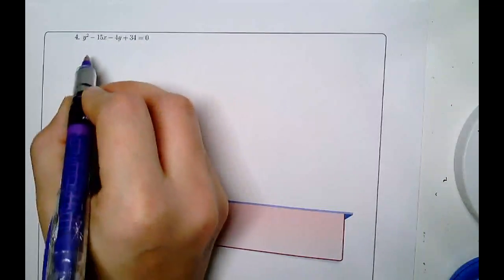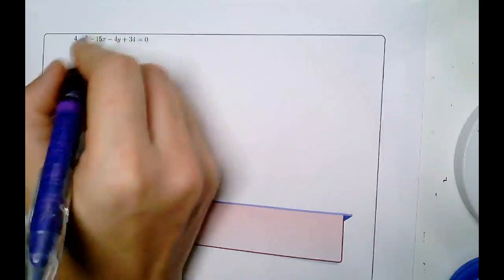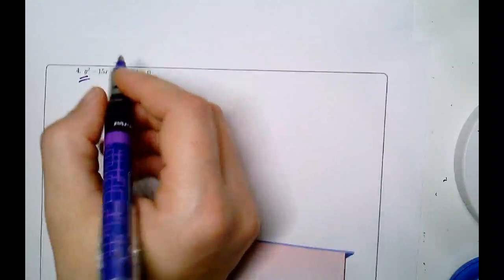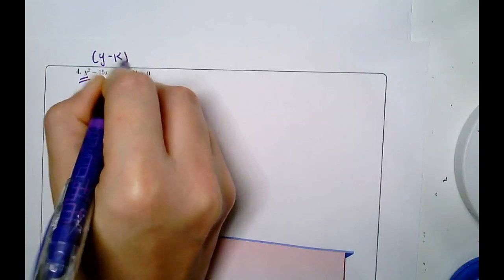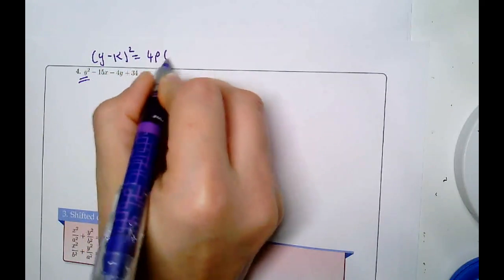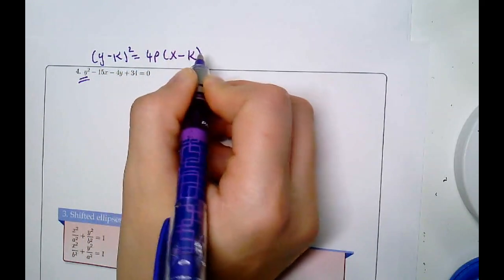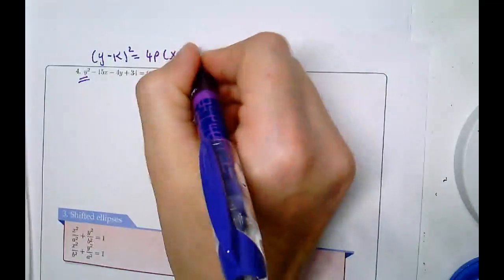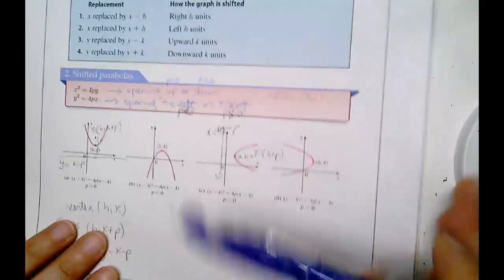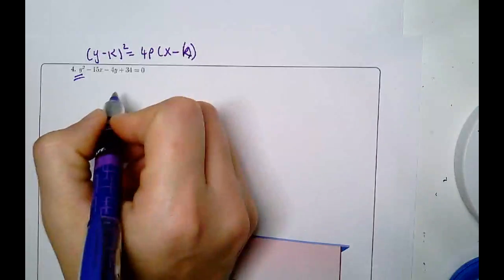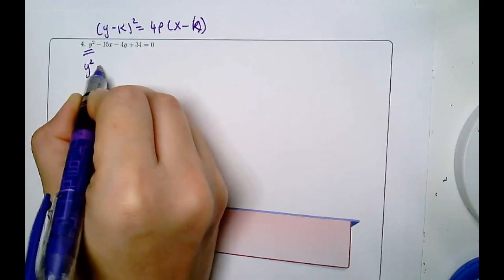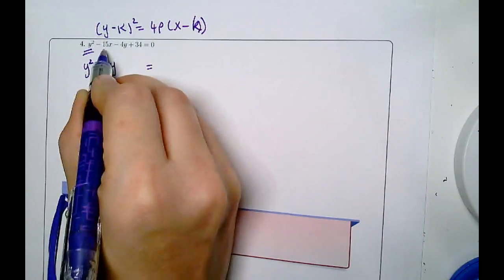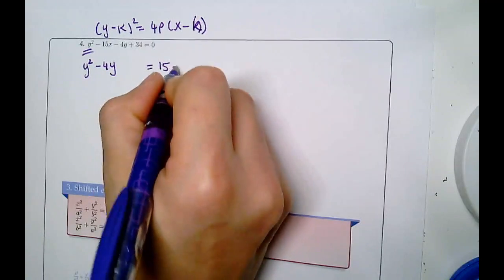So this time, the y term is squared, so I'm going to choose to bring it in the form (y minus k) squared equals 4p times (x minus h). So it's going to be something like this, either opening to the right or to the left. So I'm going to combine all the terms in y on the left-hand side. So it's going to be y squared minus 4y equals add 15x and subtract 34.